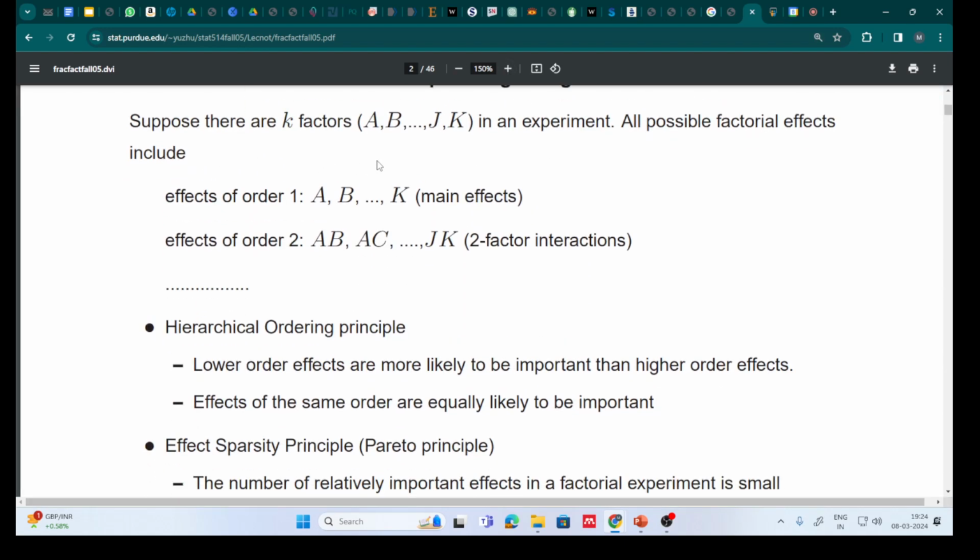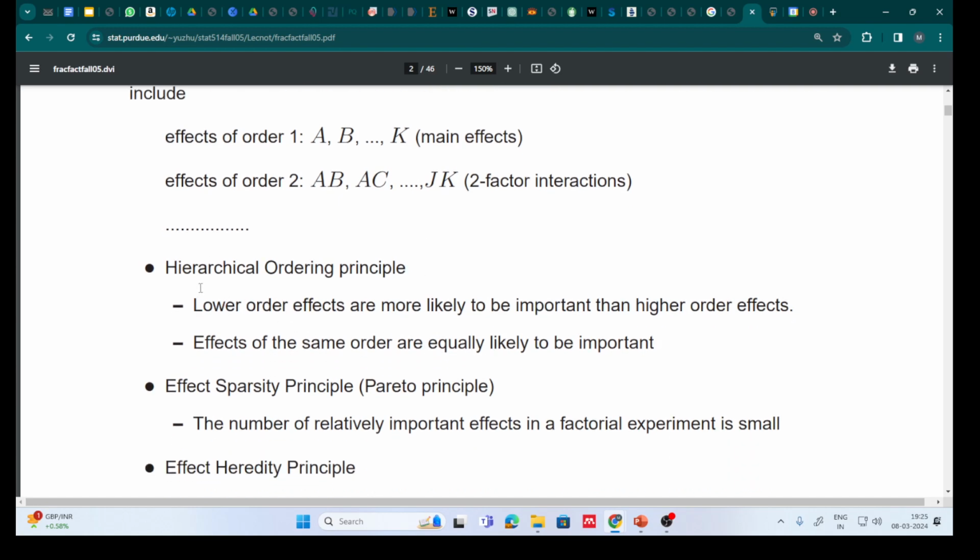So suppose there is a factor k in an experiment. All possible factors include the main effects, then the effects of order 2. If we are talking about the main effect, let's say we have A, B to K, so the main effect will be A, B to K. Then the effect of order 2 will become AB, AC, AD, till JK. Then order 3, then 4, it will become very high.